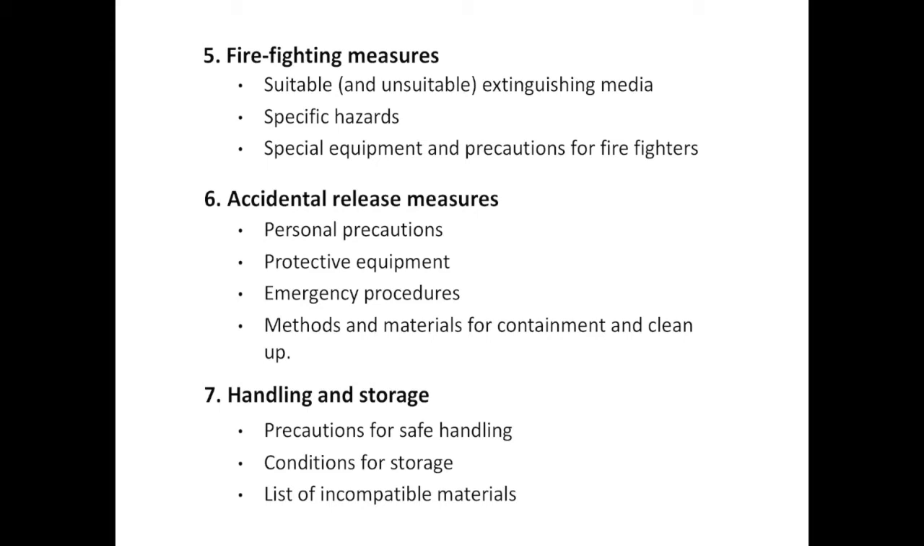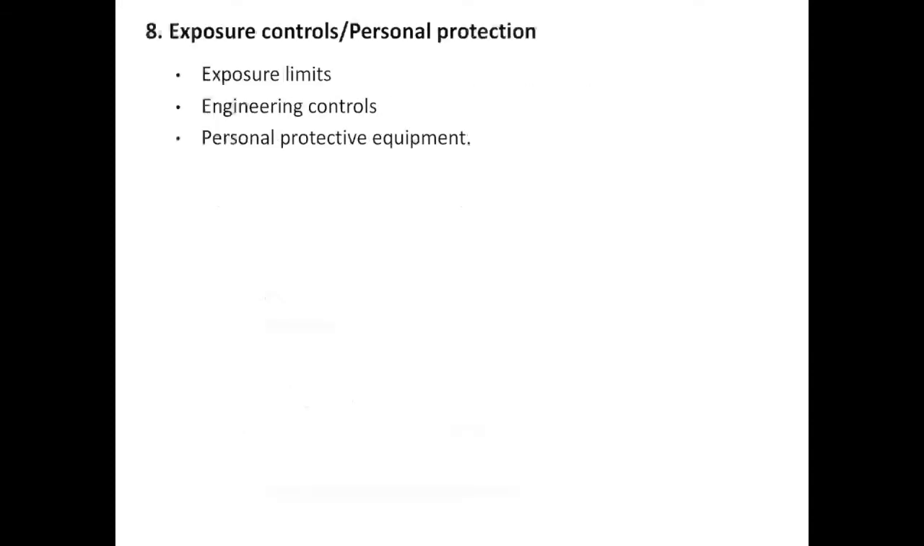Section 6 is what to do when you accidentally spill large amounts of this material. So not a couple of drops on the bench, but more if you spill an entire bottle full of this material all over the floor. Section 7 is related to how to handle the material and how to store the material, and this will tell you things like the temperature or humidity conditions for storing a material, whether it should be isolated from other chemicals, what chemicals it can't be stored with, and things like that.